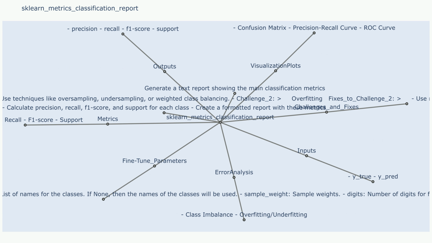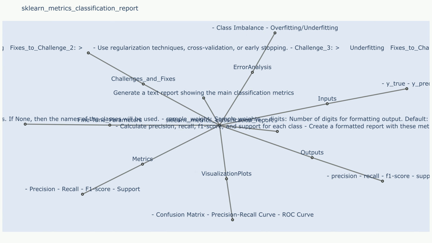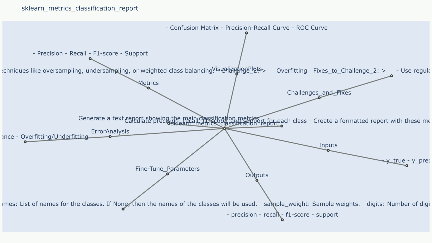Classification report. A comprehensive report summarizing the performance of a classification model. It provides key metrics for each class in the dataset, including precision, recall, F1 score, and support. Precision. The ratio of correctly predicted positive samples to the total number of predicted positive samples. It measures the model's ability to avoid false positives. Recall. The ratio of correctly predicted positive samples to the total number of actual positive samples. It measures the model's ability to capture all positive samples.